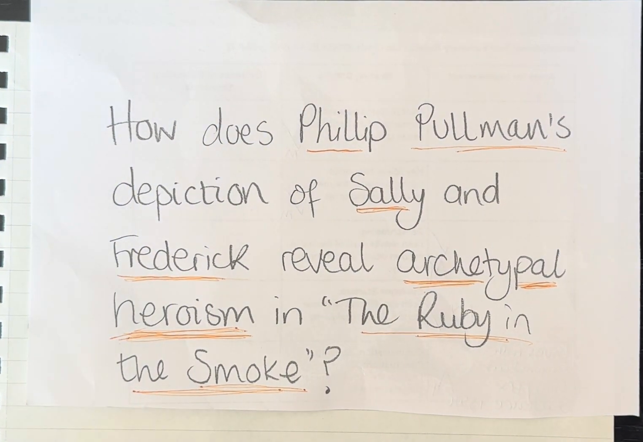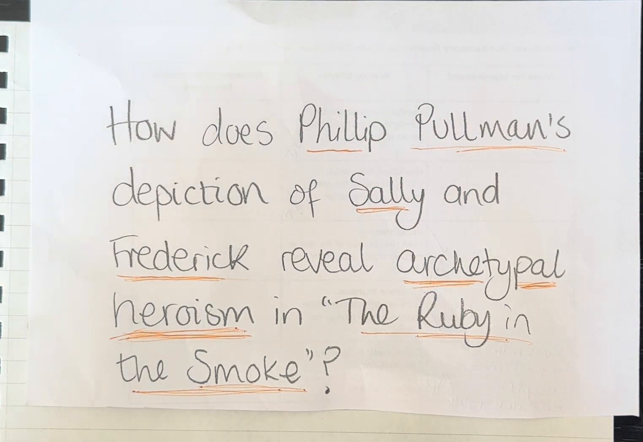I've underlined the words which you would then use in your thesis statement. So these are the key words which must be repeated in your thesis statement. I've underlined the name of the author and the name of the characters, and also the main topic, and the main topic is archetypal heroism. And I've also underlined the name of the novel, the title of the novel. So all of this underlined information must be in your thesis statement.